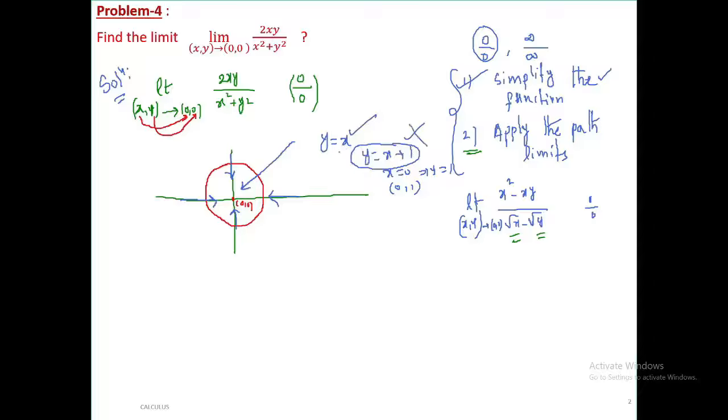So you have to choose this kind of paths, like this one, or like this. Or I can choose the path y is equal to minus x. Or it can travel like this. Any path like this. Or you can choose x is equal to r cos theta and y is equal to r sin theta.